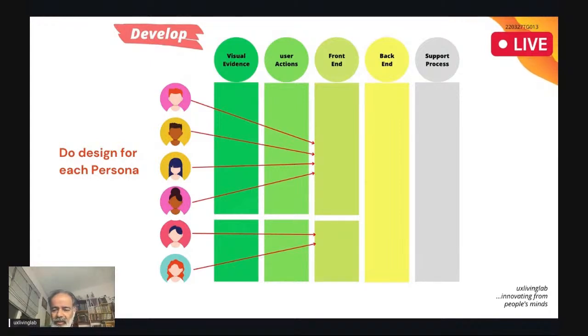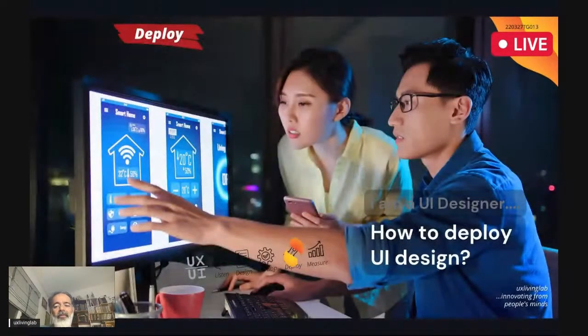So according to this point, what stages have we completed? Listen to users, define the personas, and convert the information you gathered after listening into wireframes or mockups according to the personas. So in the development stage, you are considering the persona. Then comes how to deploy the UI design.